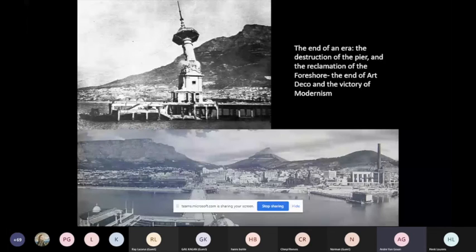So my plea at the end of this talk is to try and look, to understand and to appreciate Art Deco. Thank you.